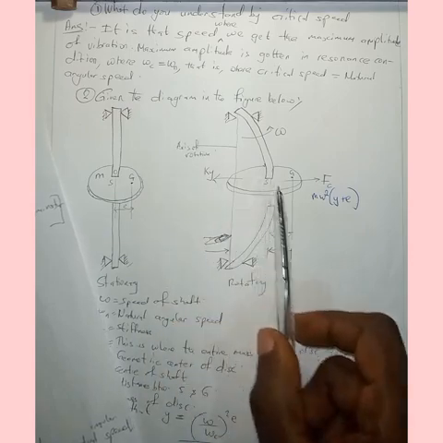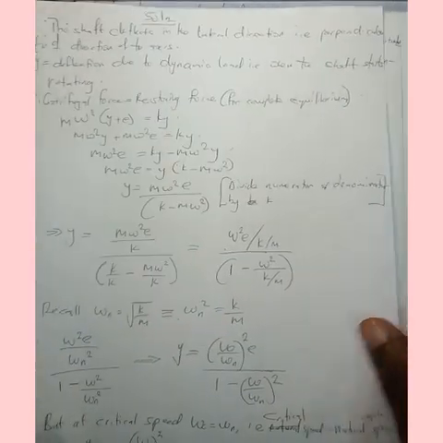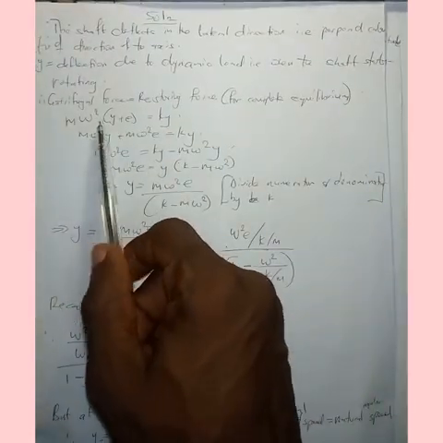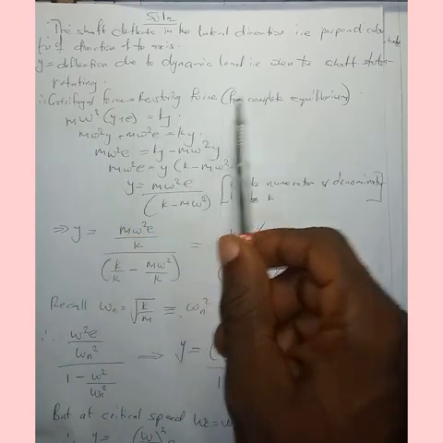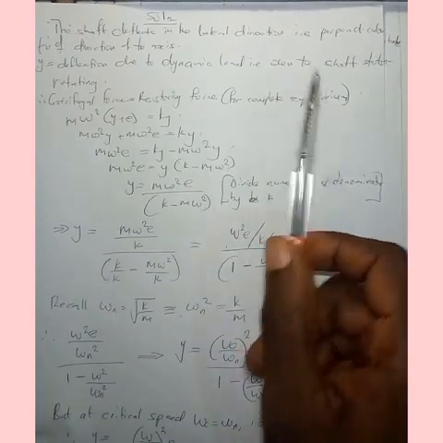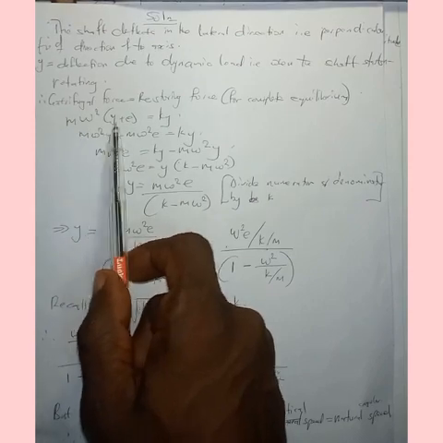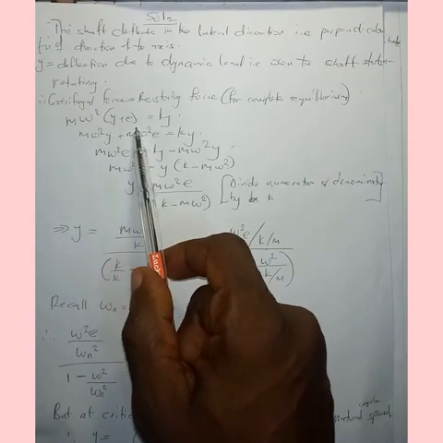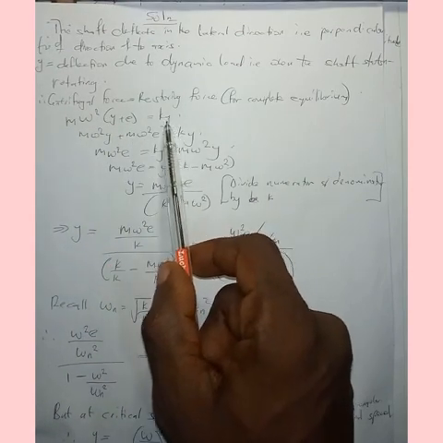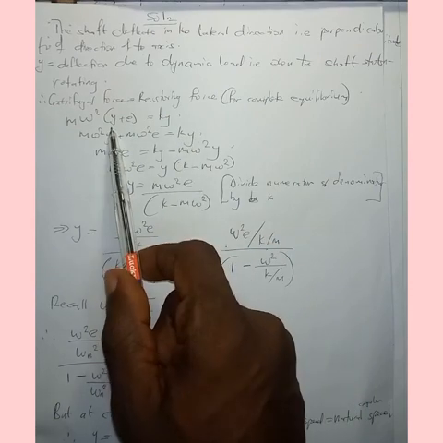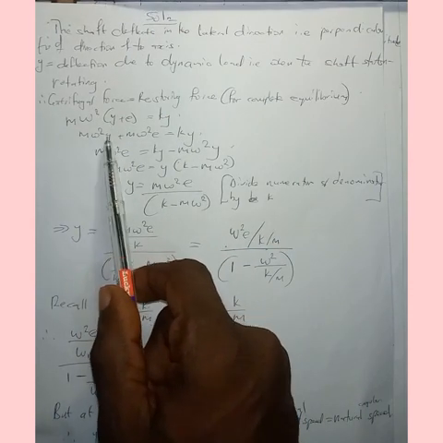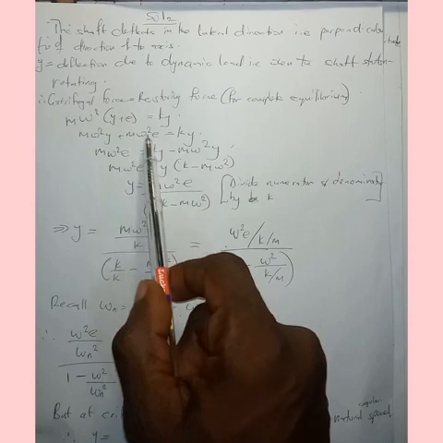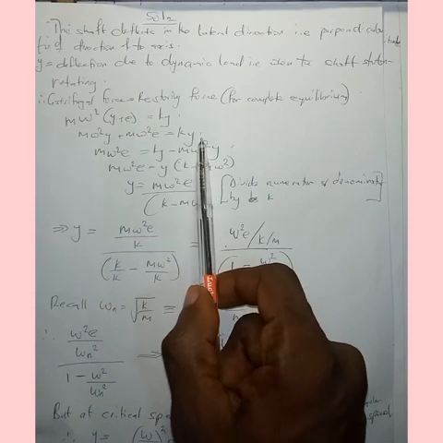So for us to have equilibrium, that means your centrifugal force must be equal to the resisting force for complete equilibrium. Now our centrifugal force is m omega square into (y plus e), while the restoring force is ky. So when we open the bracket here, we have m omega square y plus m omega square e equals ky.